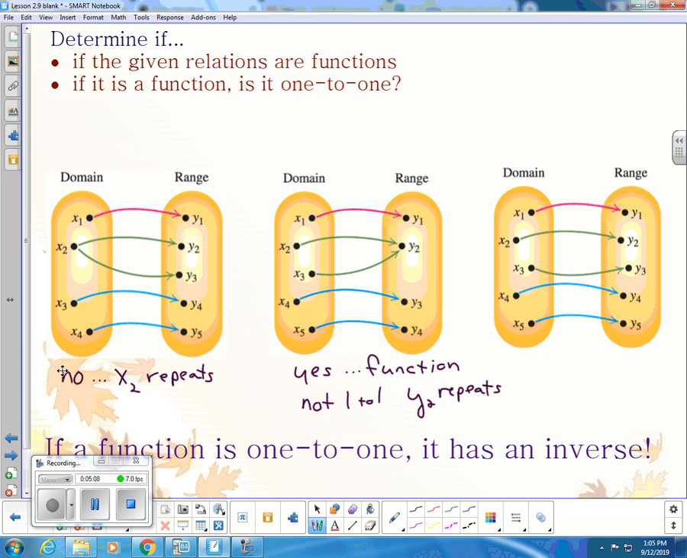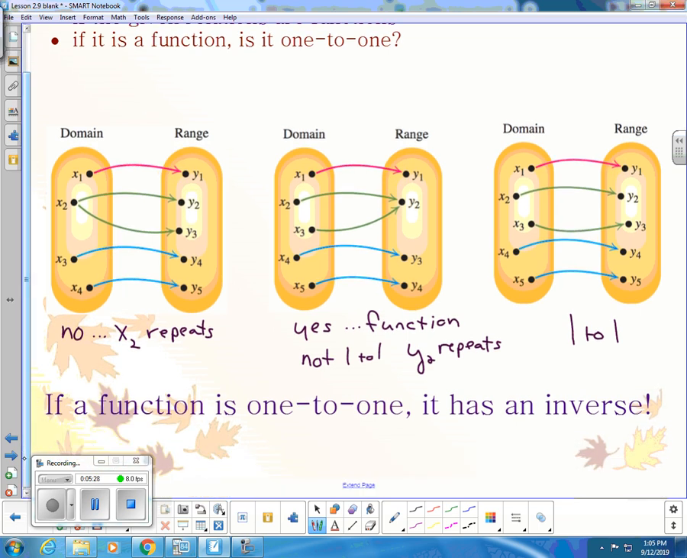Last one. Is it a function? Is it 1 to 1? Nobody's repeating. Okay? If they are 1 to 1 functions, then they are invertible. You can find inverses. And that's the key to understanding whether they're 1 to 1 or not. So if they are 1 to 1, then it does have an inverse, and we can find it.